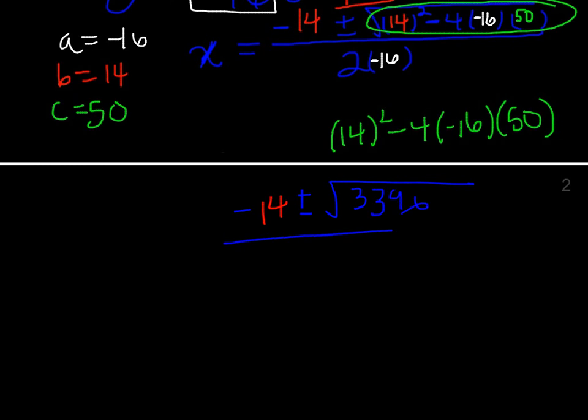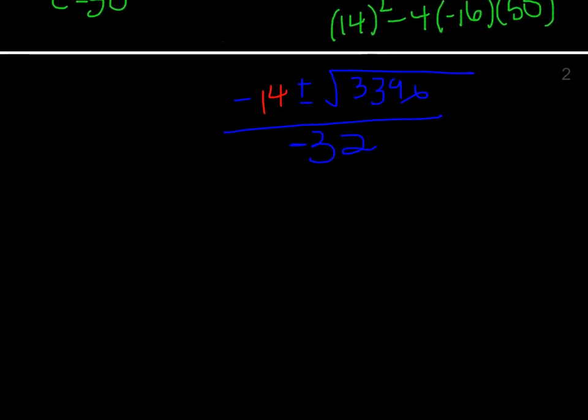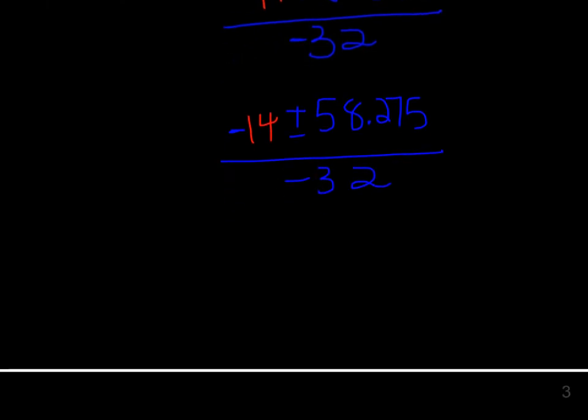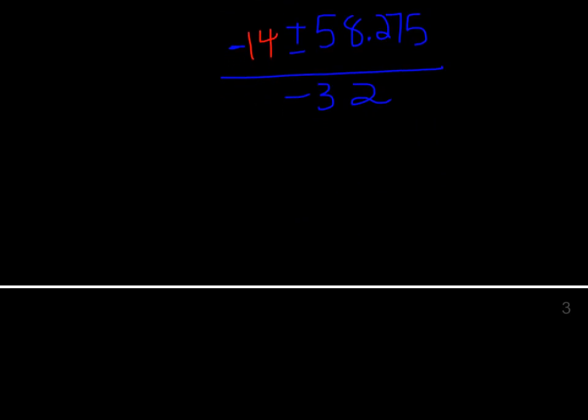So we have negative 14 plus or minus the square root of 3,396 all over, let me just say now, 2 times negative 16 is negative 32. Since all of these on the bottom are as a group, you can just multiply them whenever you want to. Alright, so now we have negative 14 plus or minus the square root. No, we already just found what the square root is. It's 58.275. Let's just be as accurate as we can. At least 3 decimal places here. All over negative 32.